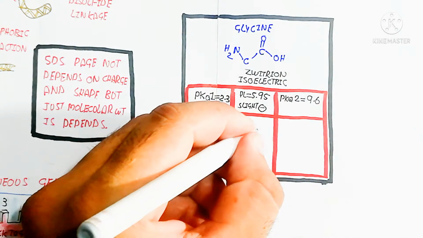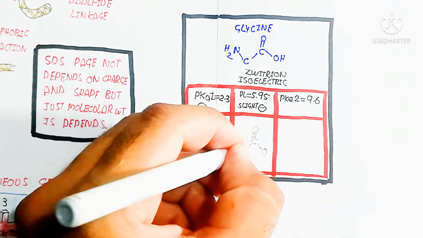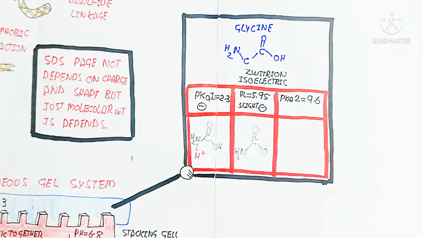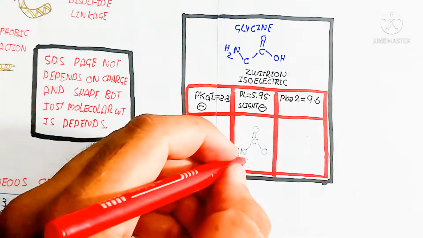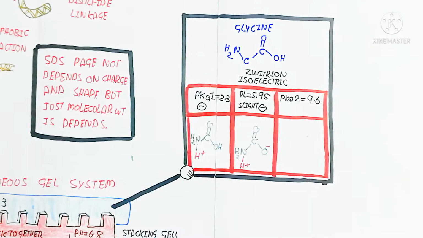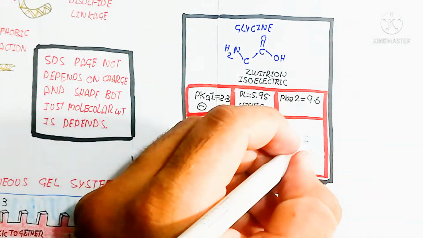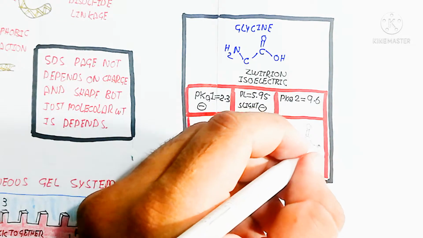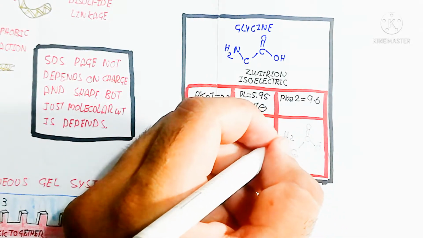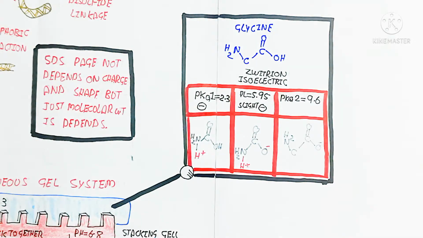We can calculate: pKa1 plus pKa2, 2.3 plus 9.6, divided by 2 is equal to 5.95. So 5.95 is the pI, slightly negative. It means it is the buffer used as the migratory buffer, which basically maintains the pH.